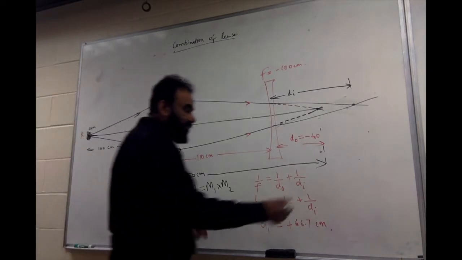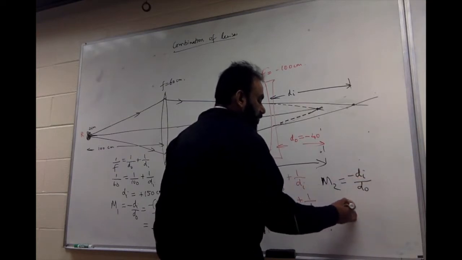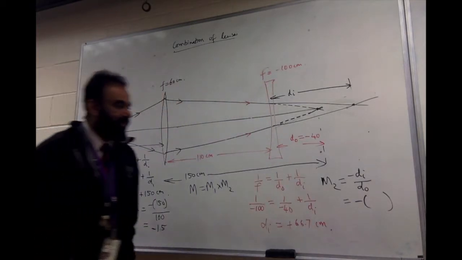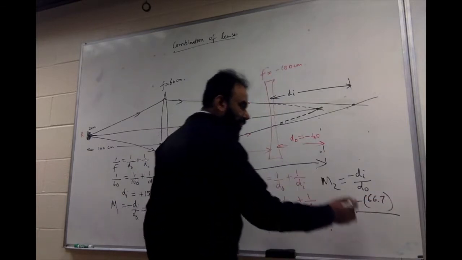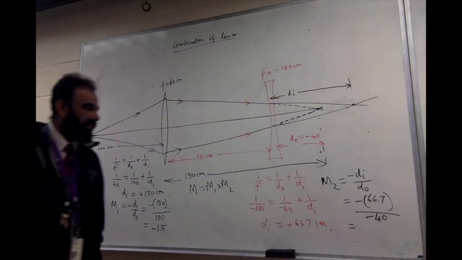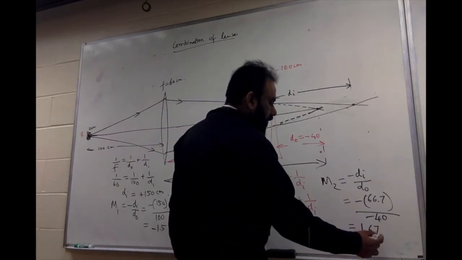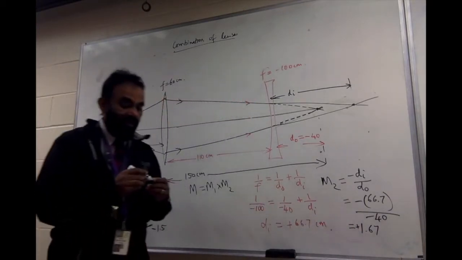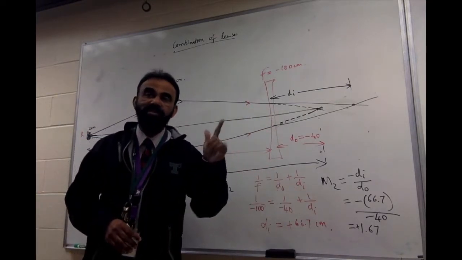Find the magnification of this one. What is M2? Minus di over do. So minus, what is di? 66.7. What is do? Negative 40. And that gives you 1.67, positive, right? You got a positive answer here. That means this lens didn't do any inversion. It just produced a positive 1.67 magnification.